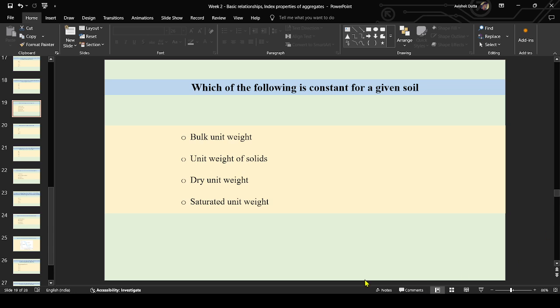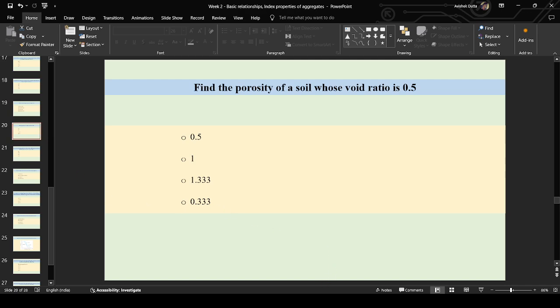Next question. Find the porosity of a soil whose void ratio is 0.5. The options are 0.5, 1, 1.333, 0.333.